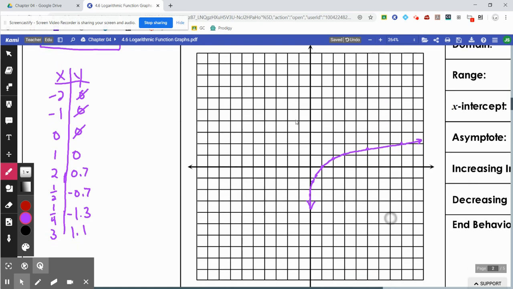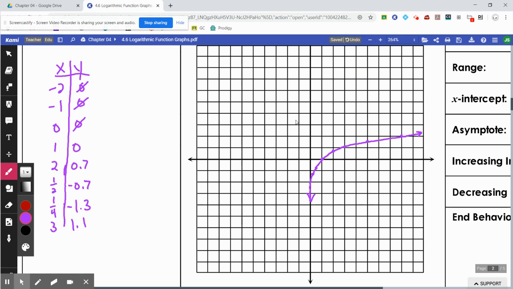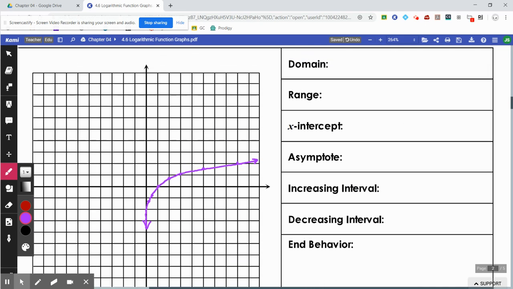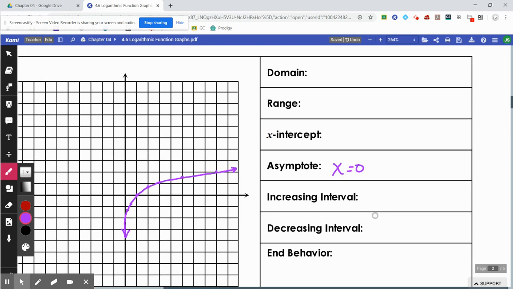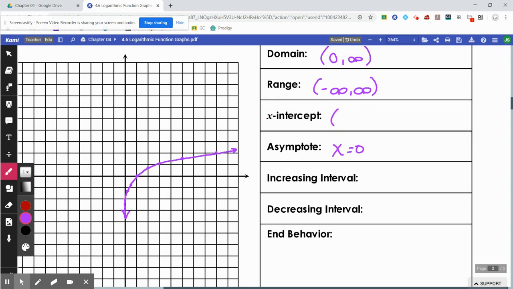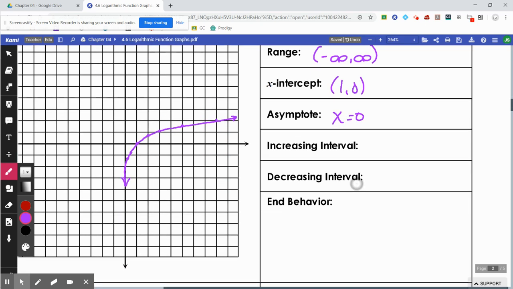And again, it's pretty easy just to go ahead and plug in some x values since you have your calculator there. Domain of this graph: you have the asymptote line at x equals 0 because you can't take the log of 0, you can't take the log of a negative. Therefore, your domain is going to be from 0 to infinity. Your range is still from negative up to positive infinity. You have an x-intercept at the exact same 1, 0. And again, the reason for that is because the inverse would have a y-intercept at 0, 1.